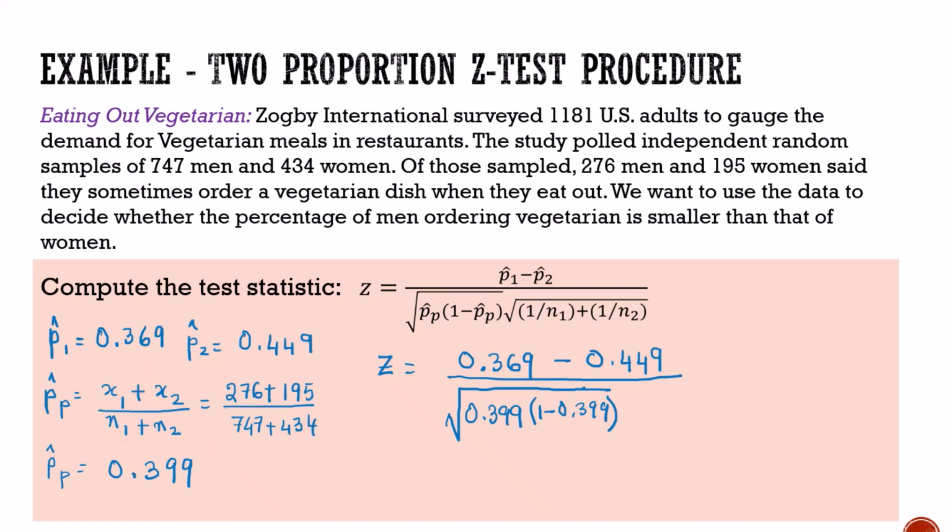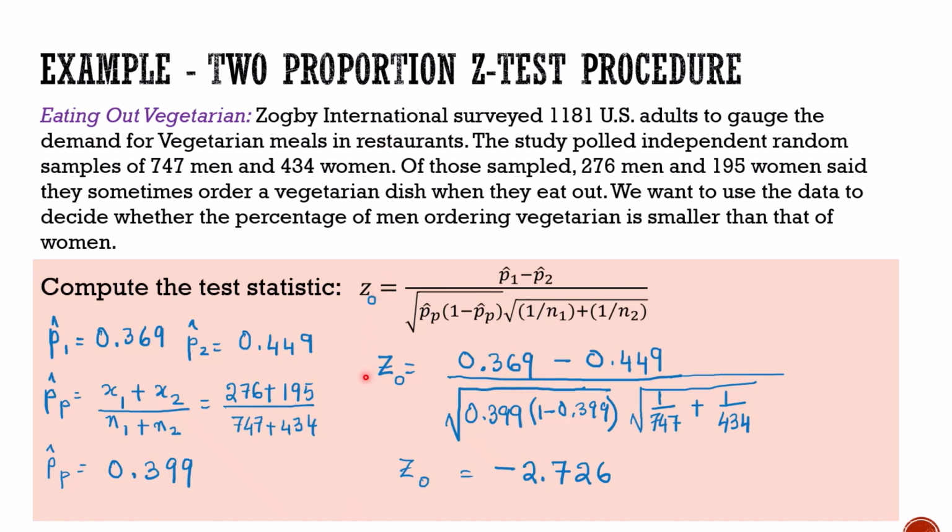And then we are still not done with the denominator. There's another square root. So 1 divided by n₁ is 747. That's the sample size for men, plus 1 divided by 434, which is the sample size for women. And once we complete this calculation, and it's always good to indicate the test statistic with a subscript of 0, you should come up with this value, negative 2.726. And that's the test statistic that we came up with using the data given.